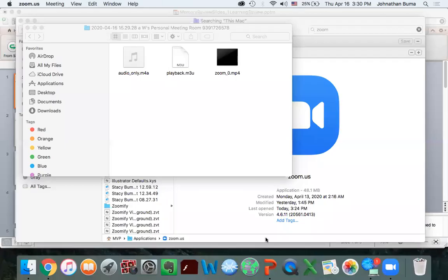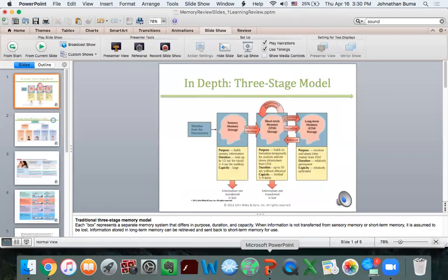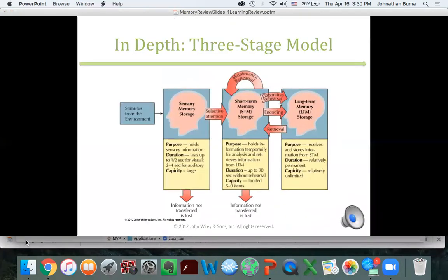I wanted to go ahead and go over some of the slides that I went over in the review session that we had on Zoom because some of you couldn't make it to Zoom. We're going to go ahead and look at some of these slides together. The first one that I went over in detail with the group was about the three-stage model of memory.